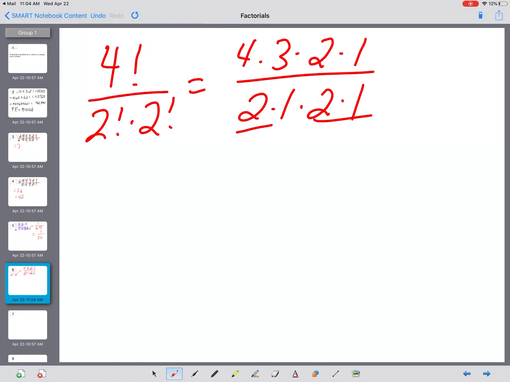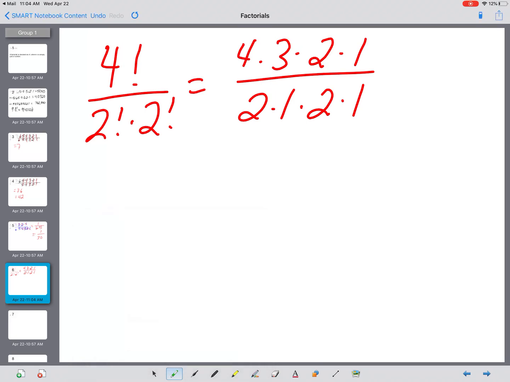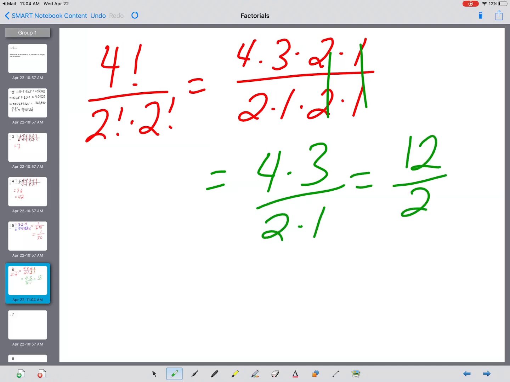Now I can cancel stuff off. That 2 and that 1 cancel. I'm left with 4 times 3 over 2 times 1. That's 12 over 2, which is 6. This stuff is very simple, not hard to do at all.